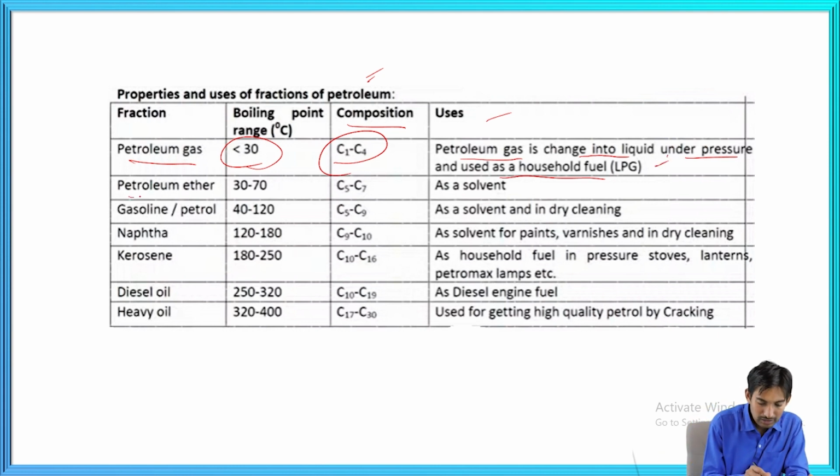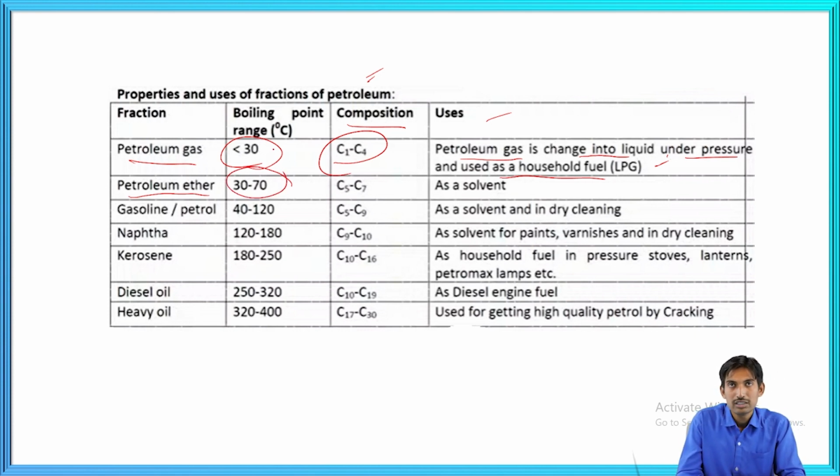The next fraction is petroleum ether. The boiling point of petroleum ether is 30 to 70 degrees centigrade. It contains C5 to C7 carbons. It can be used as a solvent.